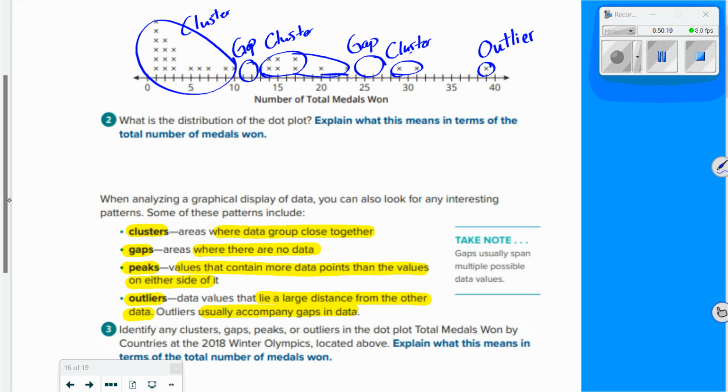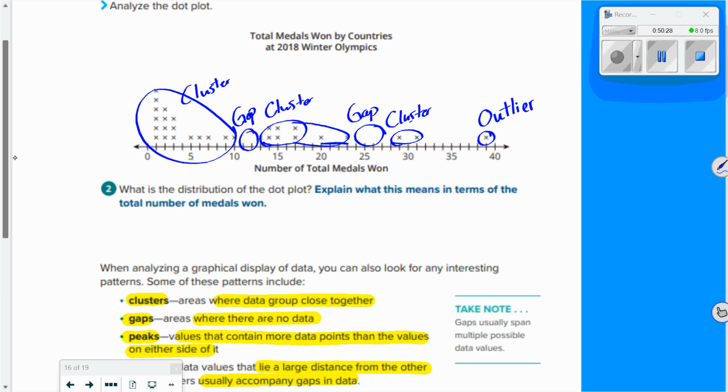What country was that? Okay? Actually, in this one, it was Norway. Oh, wow. Yeah, Norway, the Baltic countries do really well at the winter sports.